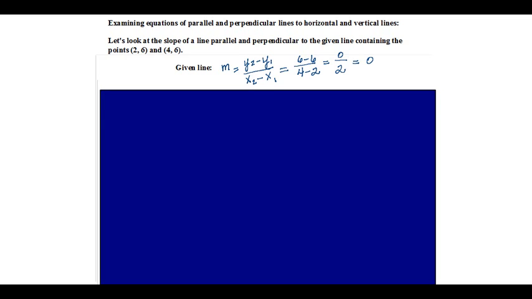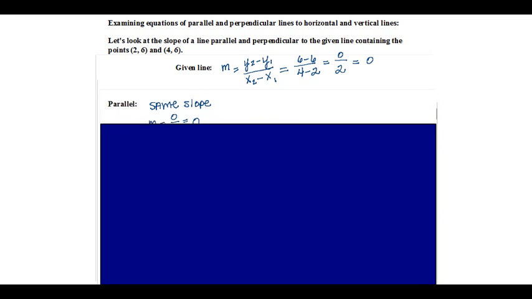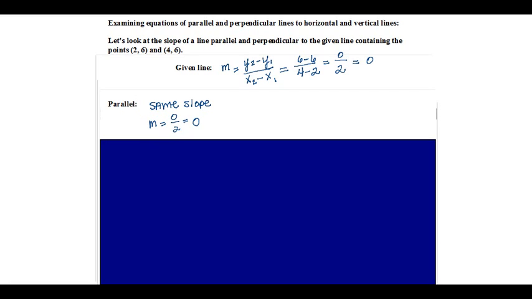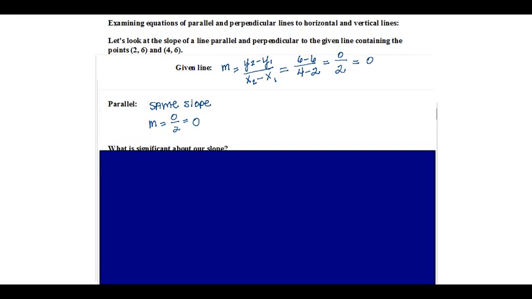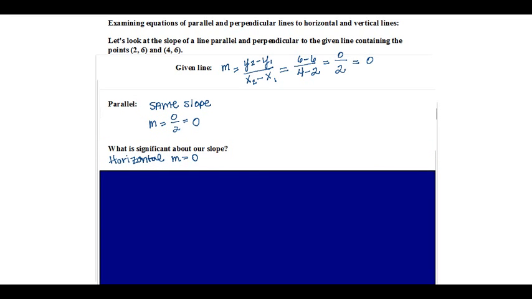Okay, whenever I go to look at that parallel line, I can see that my parallel line has the same slope. So the parallel line is just going to have the same slope for this particular problem. If I go on to the next one, we need to think about what is significant about our slope here. Okay, so let's look at a picture.